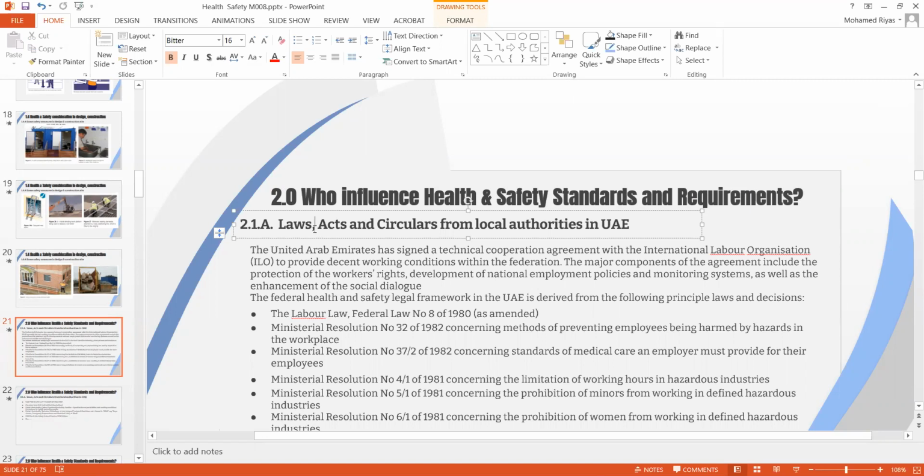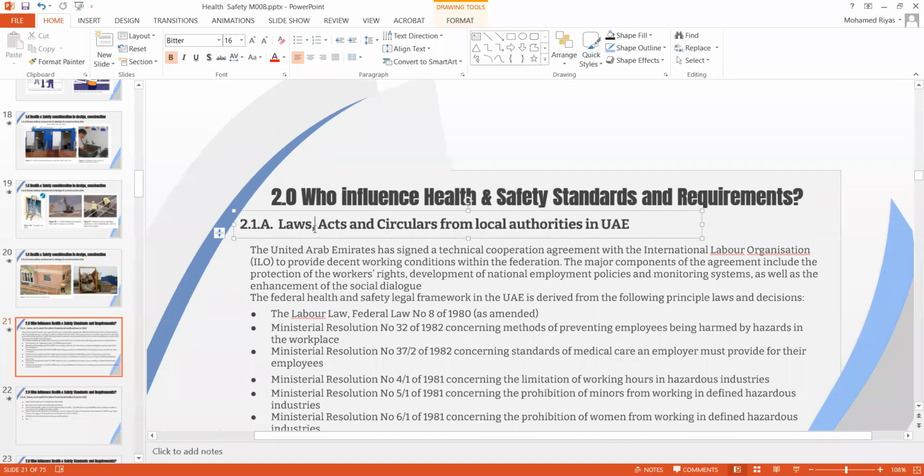The second category is the parties to the contract. Parties to the contract can influence health and safety standards and requirements. The third category is the regulator. We call it regulator, but they can take different forms. RICS is the regulator.